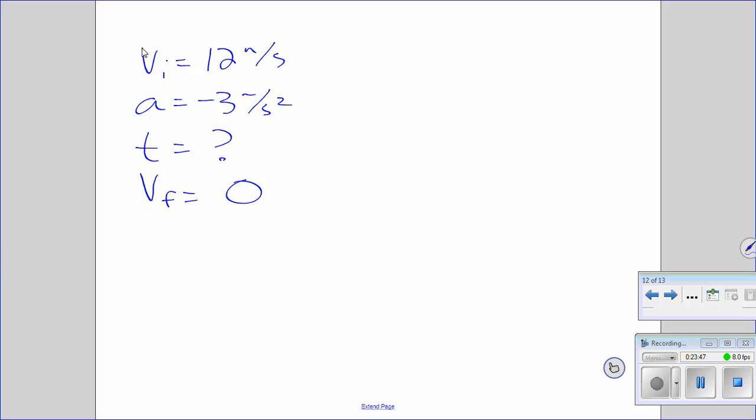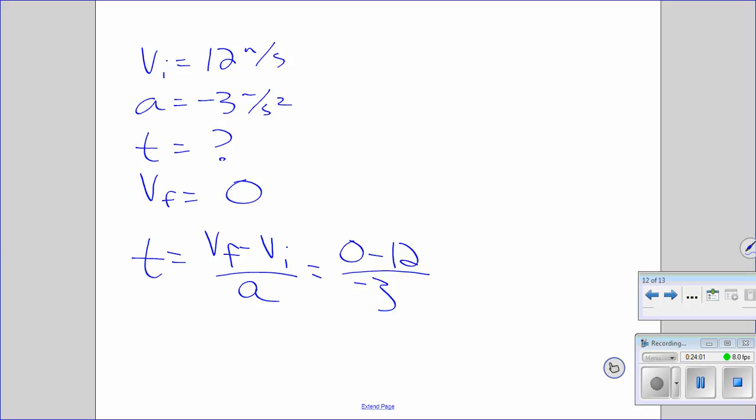Does that make sense, you guys? So then pull out your equation and solve it. So let's see, you're going to get 0 minus 12 over negative 3, divide it out, and you get 4 seconds, exactly what the graph showed us. All right, but if you're not sure, if you draw your graph and you're like, is that really crossing there? This is a good way to check. Make your VF 0 and solve for your time. Cool? All right.